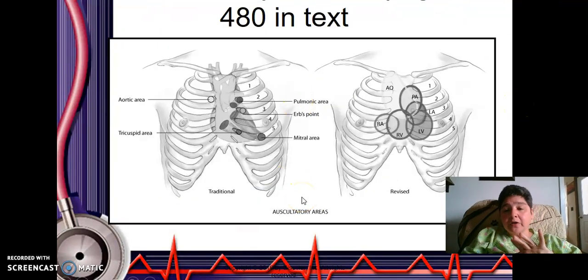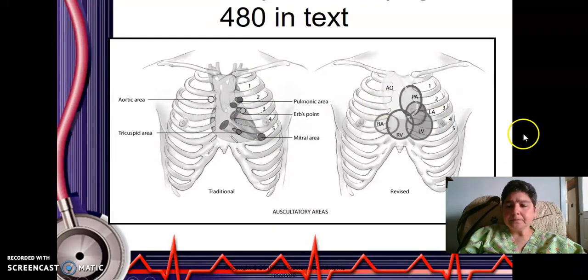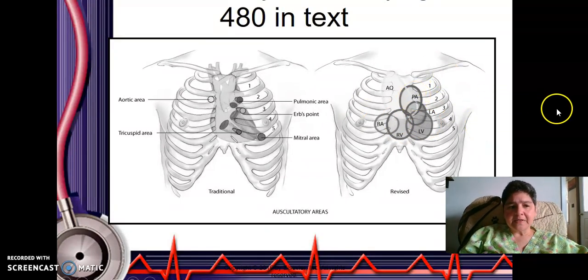So here's that picture that you would normally see. I'm not sure if you can see me move my mouse, but there's pulmonic, there's aortic, here is Erb's, mitral, and tricuspid. This over here is more an updated version, but I think it's a little bit more confusing as you learn it. This will come a little bit easier for you as you learn how to do these assessments a little better. So for right now, just focus on this one.